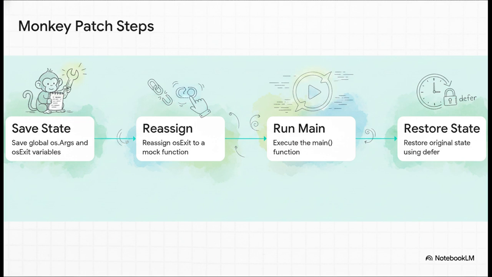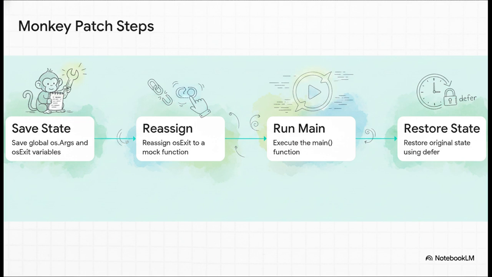in Ang's repository. Step 1. We save the original global state. That means the original arguments and our osexit pointer. Step 2. We reassign osexit to a totally fake mock function. Step 3. We actually execute the main function. And absolutely crucial here, Step 4.